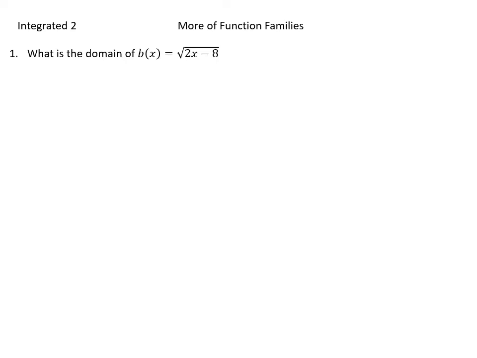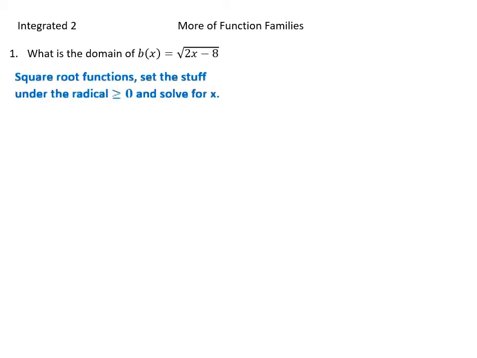More on function families. First off, what is the domain of the function b of x equals the square root of 2x minus 8? Well, with square root functions, you're limited on what numbers you can plug in for x. That's what domain is: what x values you can plug in. And so with square root functions, we take whatever's inside the radical, whatever's under the radical symbol, and set it greater than or equal to 0 and solve for x. So that means we take 2x minus 8 greater than or equal to 0.